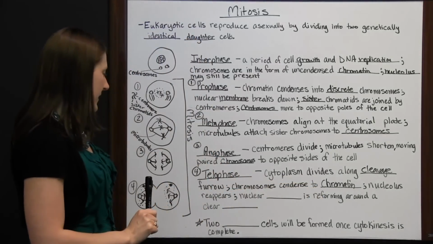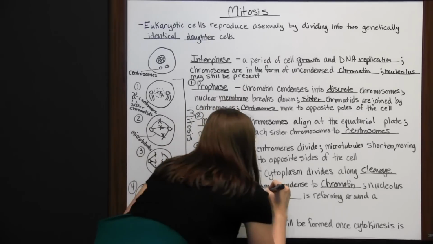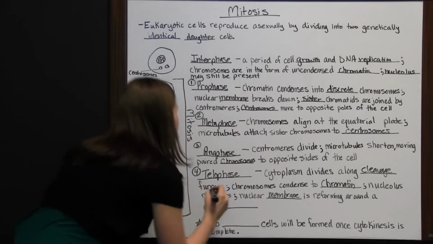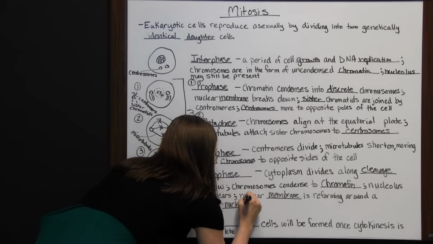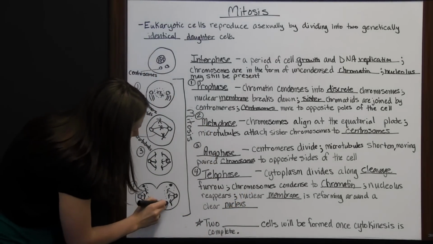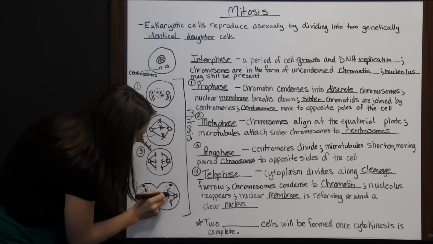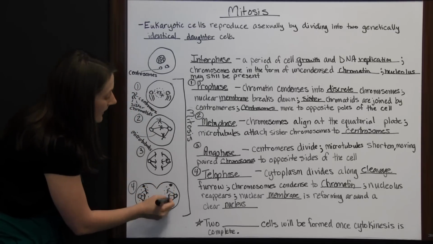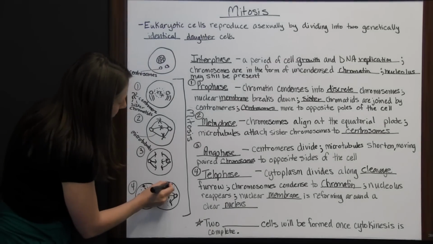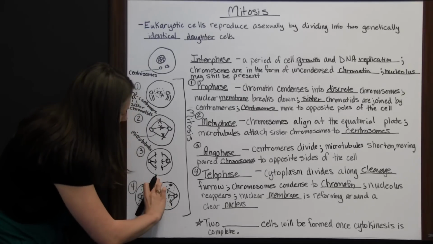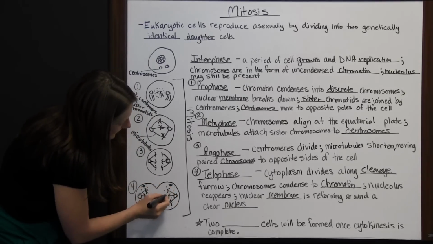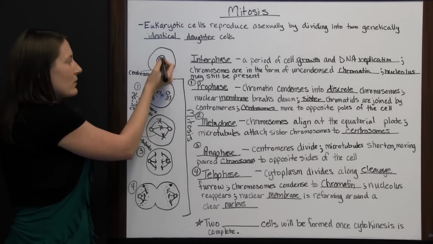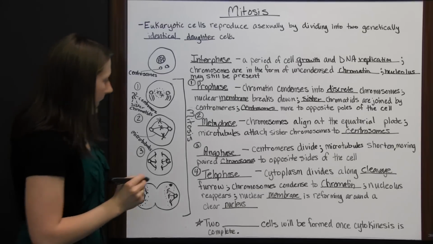And the nucleolus reappears, and the nuclear membrane is going to be reforming around a clear nucleus. So you see the nuclear membrane is forming around where your condensing or your uncondensing chromosomes are, and your nucleolus has reappeared. So once these cells split off, then this is going to be a nucleus again that looks much like this, with the uncondensed chromatin and the nucleolus in the center.